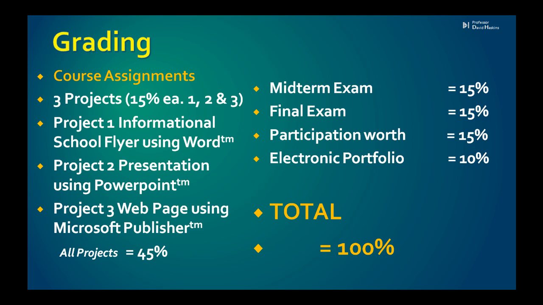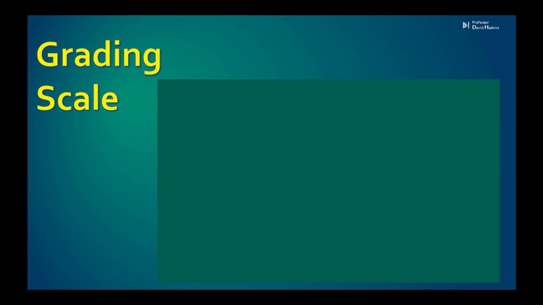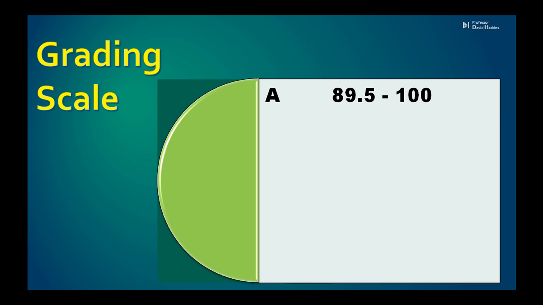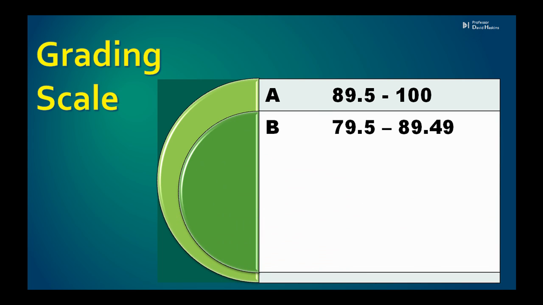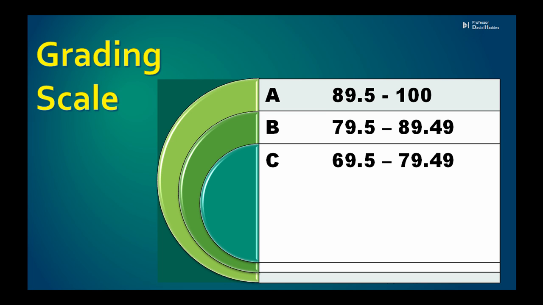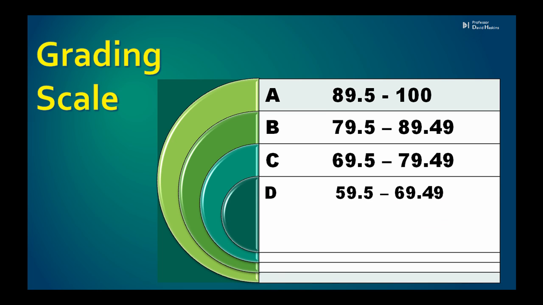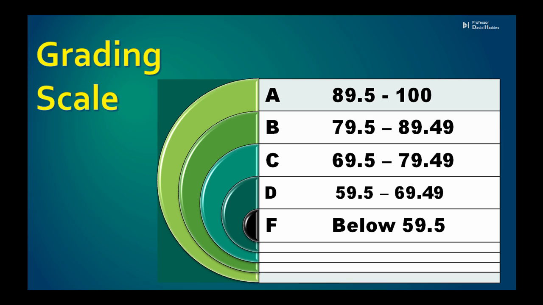This all totals 100%. The grading scale is 90 to 100 is an A, 80 to 90 is a B, 70 to 80 is a C, 60 to 70 is a D, and below 60 is an F. I do round up if you have 0.5 to the next number, so an A actually goes down to 89.5, and a B goes down to 79.5, and a C goes down to 69.5, and the D goes down to 59.5. Anything below that is, of course, an F.